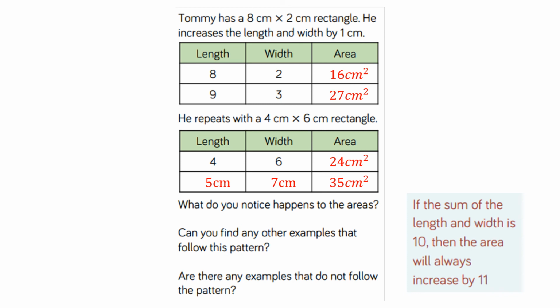And then on that one, 4 add 6 is 10. If we increase each of those by 1, then our area goes up again by 11 centimetres, from 24 centimetres to 35. And then it's just got a few little exploring things for you to do there. Can you find any other examples that follow the pattern? And are there any examples that do not follow the pattern?